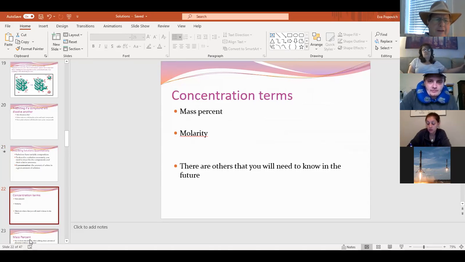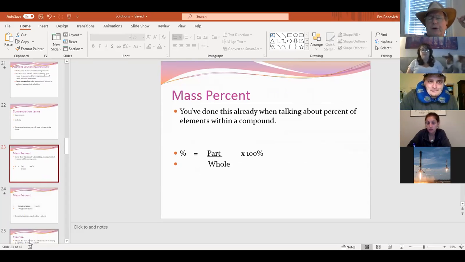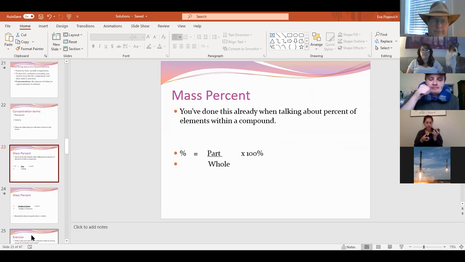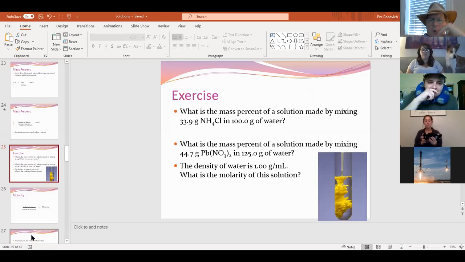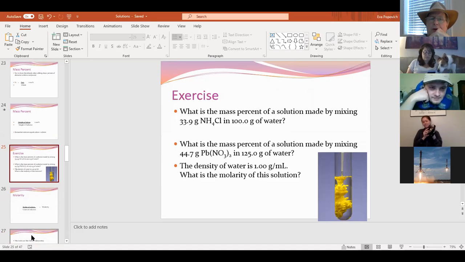Mass percent, thank God, is no different than it was before. You're going to take the part, divide it by the whole, and multiply by 100%. You've got the mass percent. What is the mass percent of a solution made by mixing 33.9 grams of ammonium chloride in 100 grams of water?